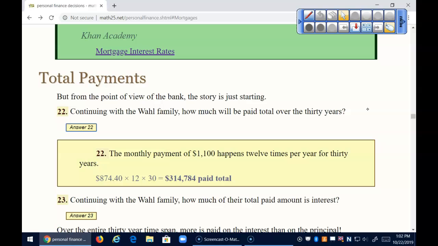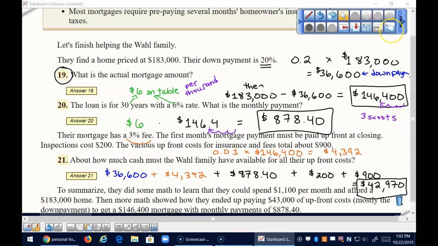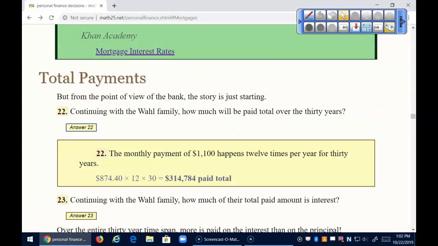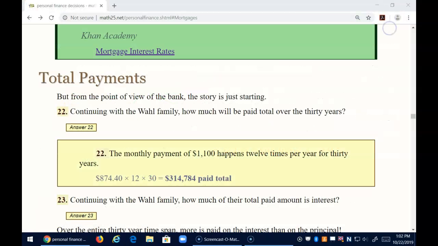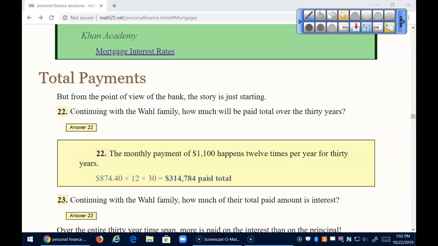That one's easy. Nope, $878.40. So every month they're paying $878.40. There's 12 months per year, and it was a 30-year mortgage. So do the multiplying, and there we go. So for a house that was 146,000, they're paying $314 total. So almost double. It's 183.